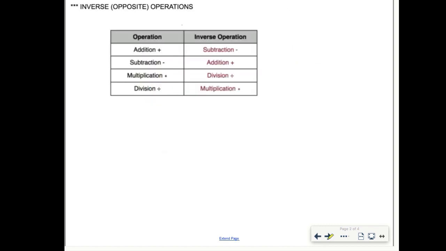So here, remember, if we want to undo addition, we're going to actually subtract. If we want to undo subtraction, we're going to actually add. If we want to undo multiplication, then we're going to divide. And if you want to undo division, we're going to multiply. So remember those opposite operations.